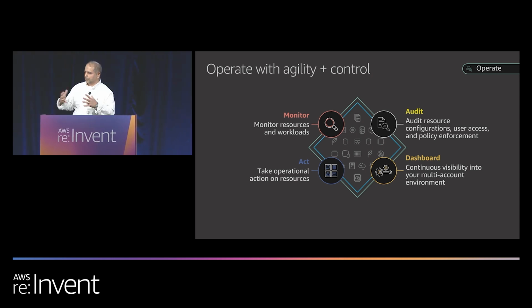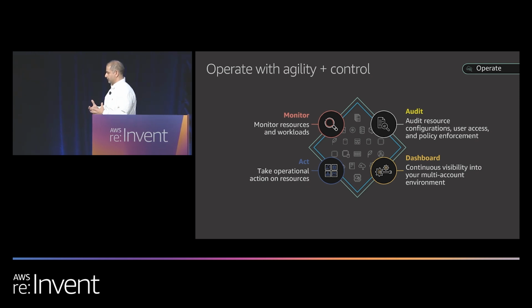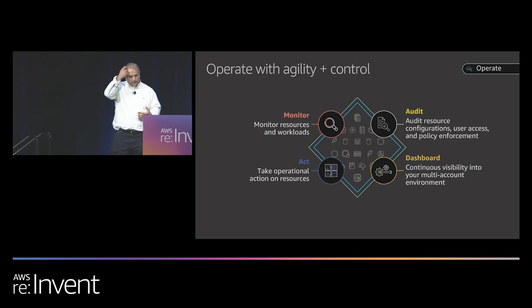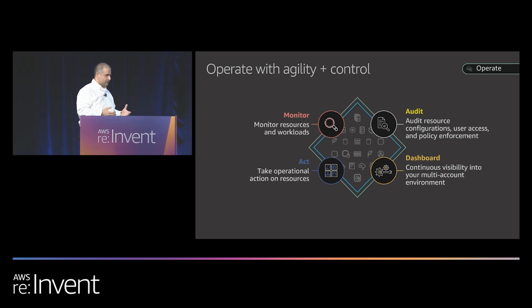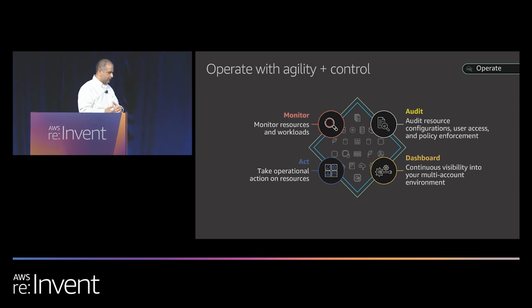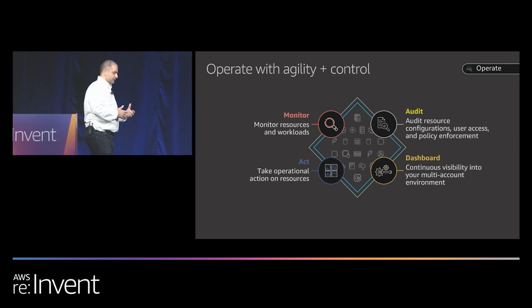And then be able to see all of the information within the dashboard capability. So Control Tower gives you a dashboard. Within the dashboard, you can monitor how your guardrails are doing. So are they in violation or are they not in violation? And then it allows you to take actions associated with it.